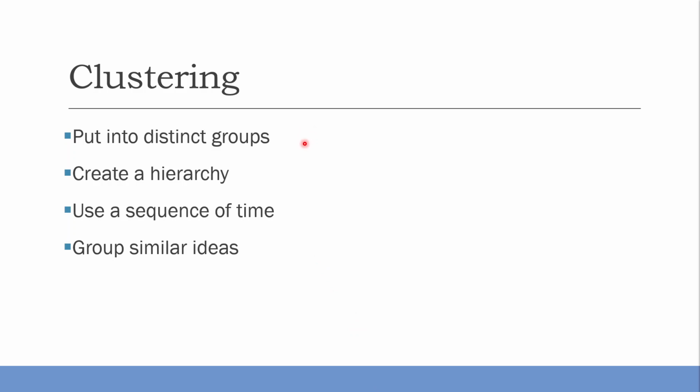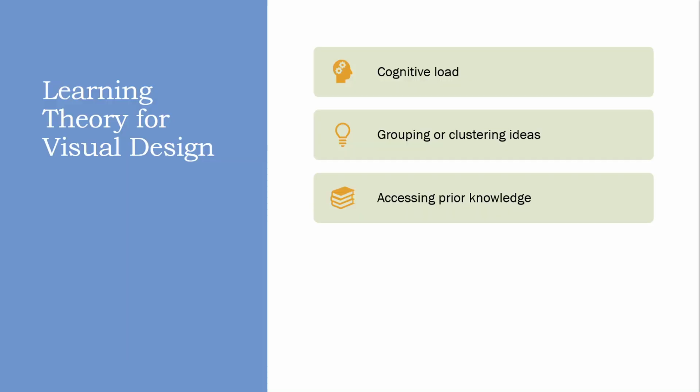We can cluster by putting things into distinct groups. So here's colors, here's trees, here's flowers. We can create a hierarchy where some things are main ideas and some are details. We can go across time, or we can group similar ideas. But whenever we can group things together, it helps us understand and remember better.